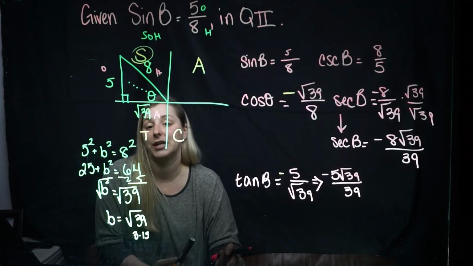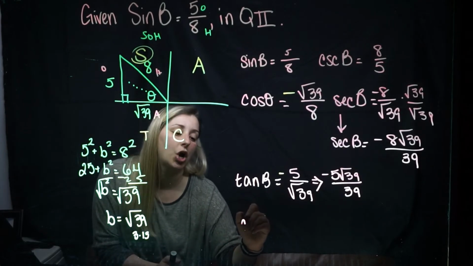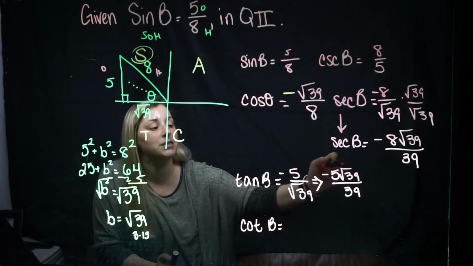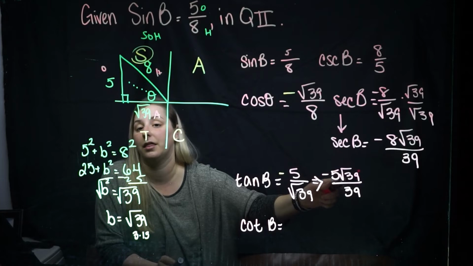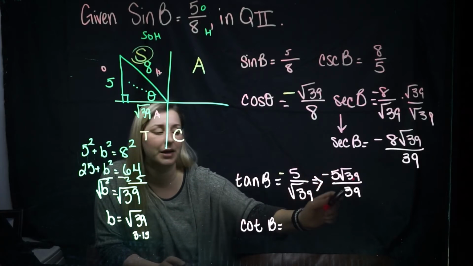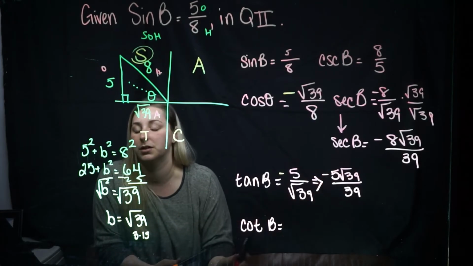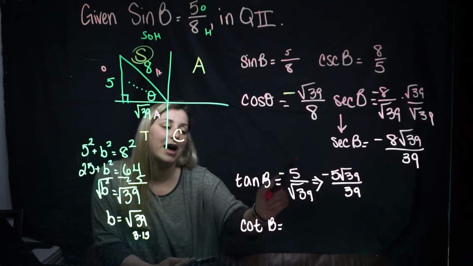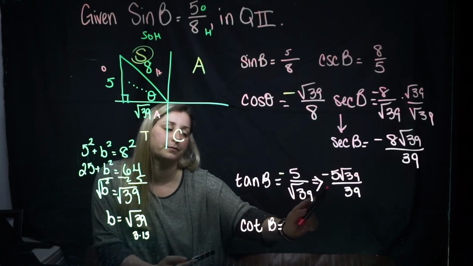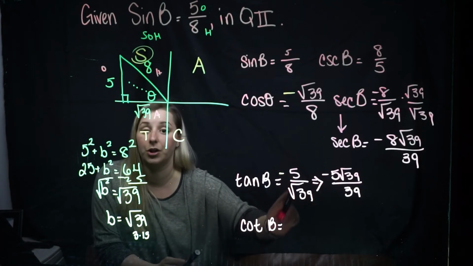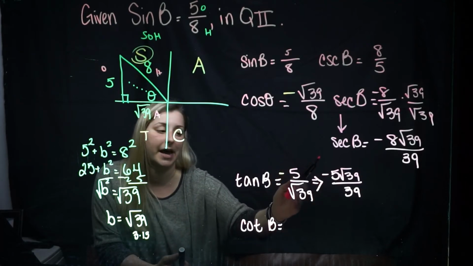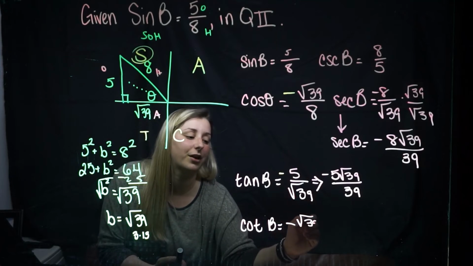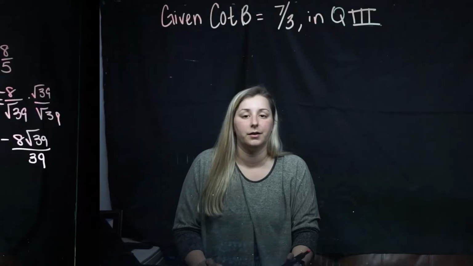And then lastly, we just have the reciprocal of tan, which is our cotan of B. I don't recommend flipping the rationalized version, because then you notice that the radical would just move into the denominator and you're going to have to rationalize again. So I always just look at the non-rationalized one, the original, and flip that upside down. Flipping that one as its reciprocal there, we've got negative rad 39 all over 5.